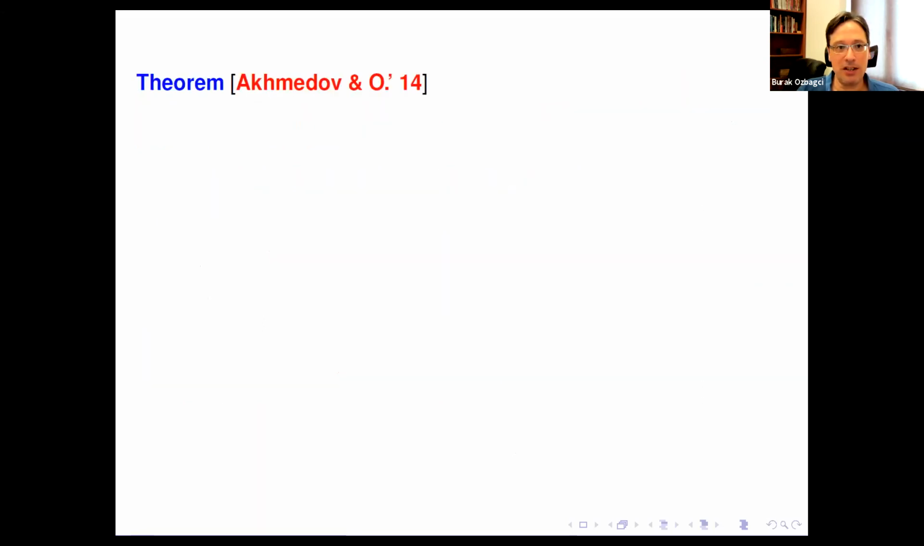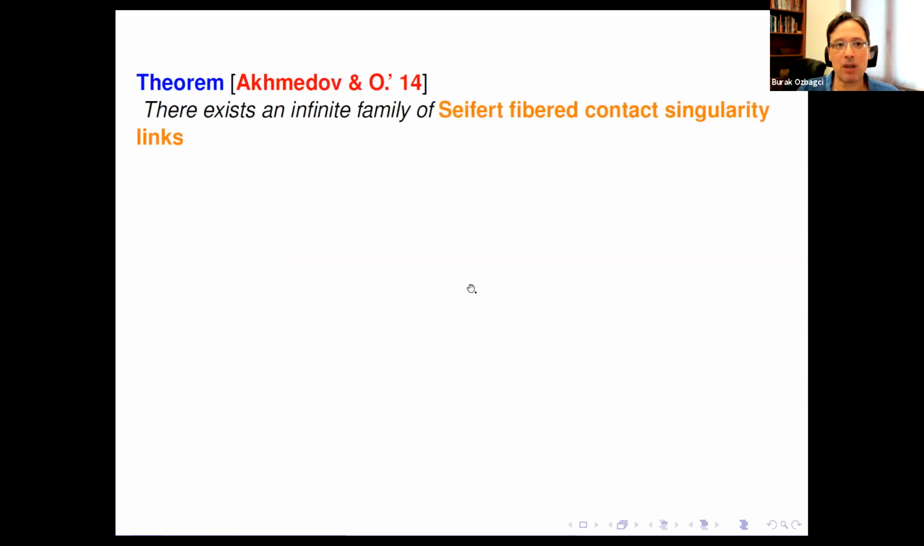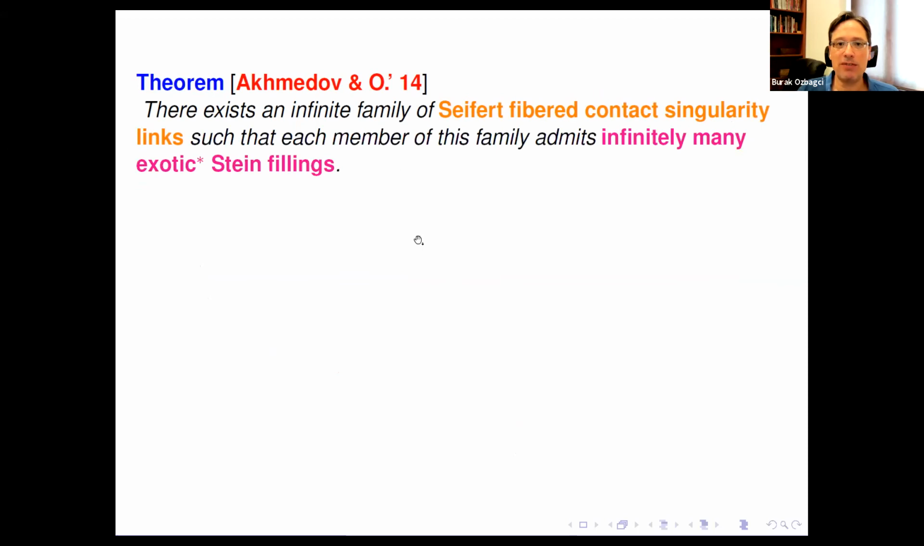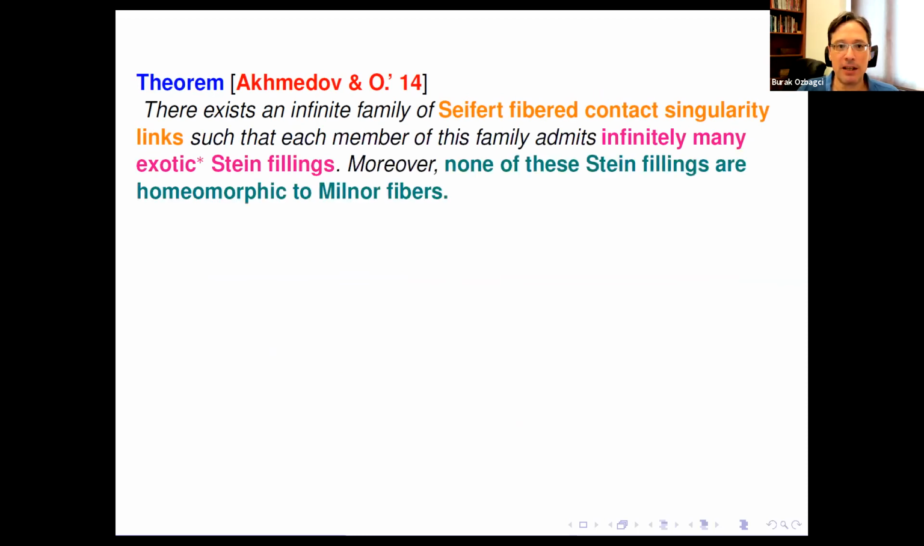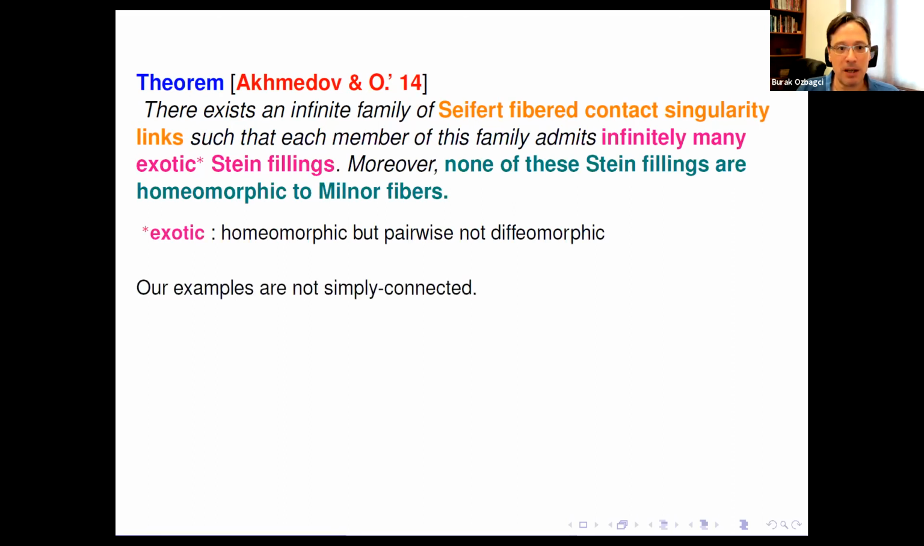So let me state the theorem with Akhmedov. There exists an infinite family of Seifert fibered contact singularity links, such that each member of this family admits infinitely many exotic Stein fillings. And moreover, none of these Stein fillings are homeomorphic to Milnor fibers. Exotic here means homeomorphic, but pairwise not diffeomorphic. And I should point out that our examples are not simply connected.